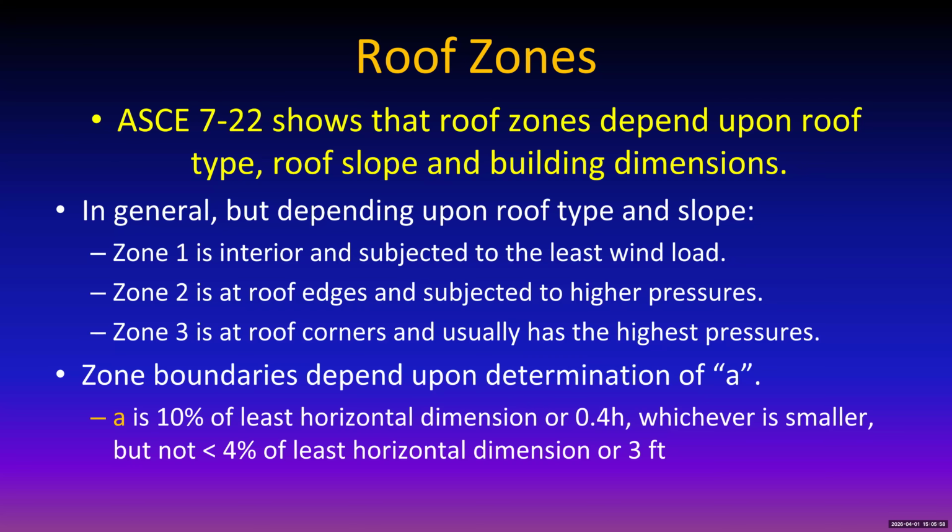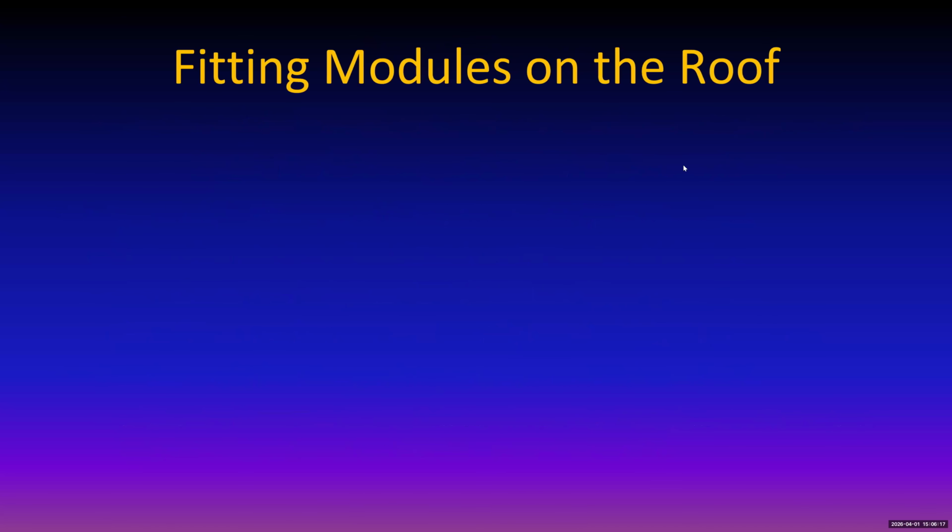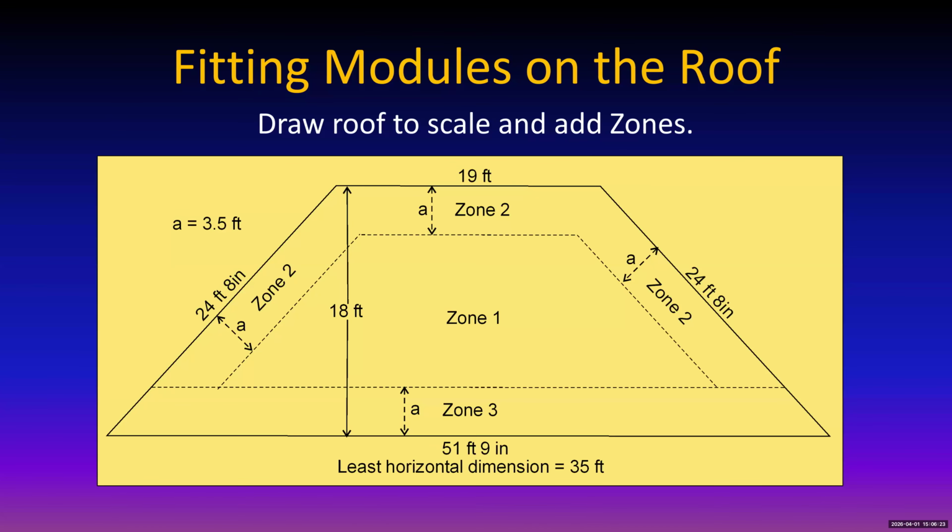And this is the boundary, and this is as though the pressure changed instantaneously right at that boundary, which we all know means it's going to be a gradual change, but that's where the boundary is recognized. So just need to know about it. Then we want to fit the modules on the roof. So we need to have a picture of the roof. Here's a nice hip roof picture.